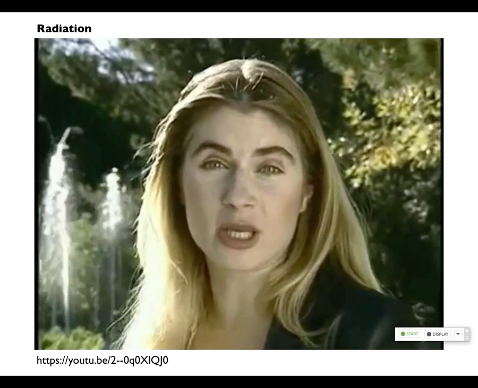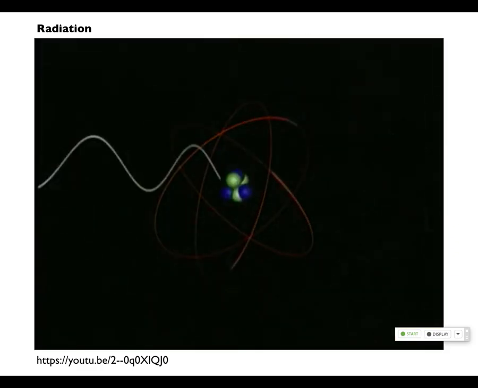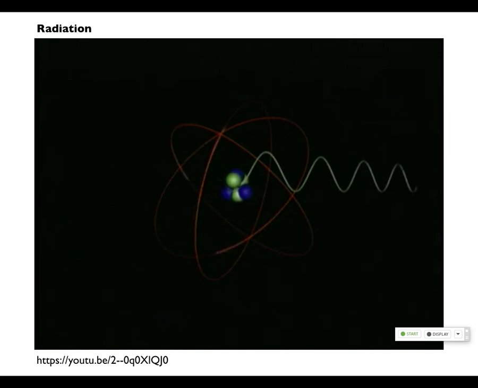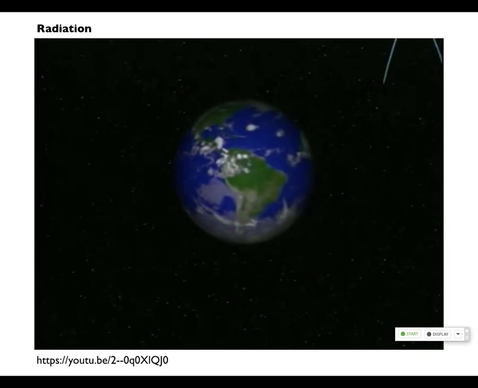But that's just the light we can see with our eyes. That's not all there is. The shortest wavelength light are gamma rays, which can have wavelengths smaller than an atom. The longest wavelengths are radio waves, which can have wavelengths larger than the entire Earth.